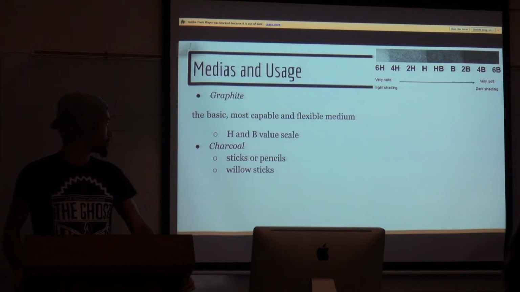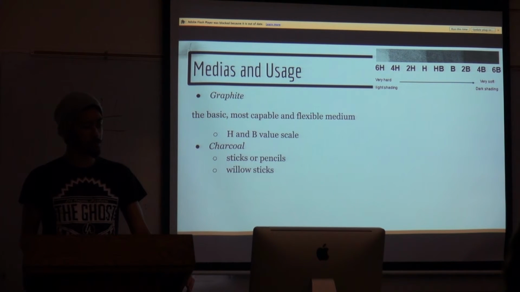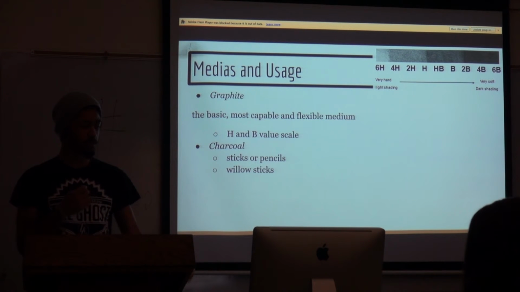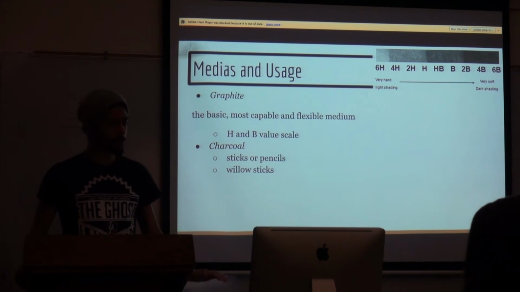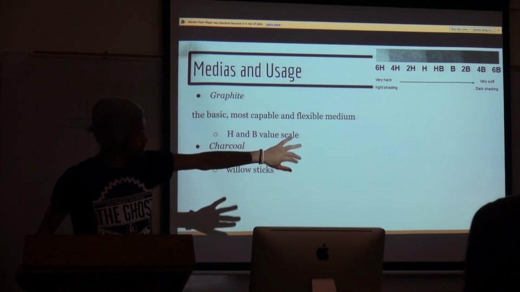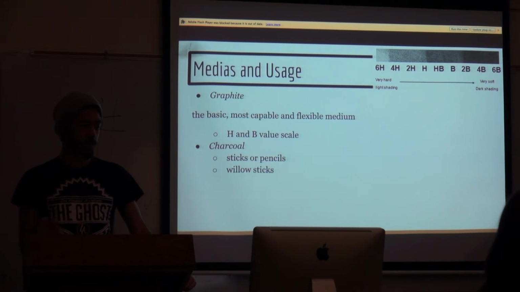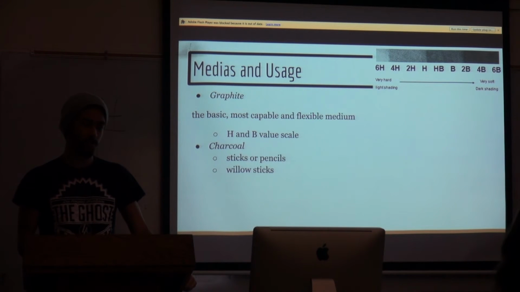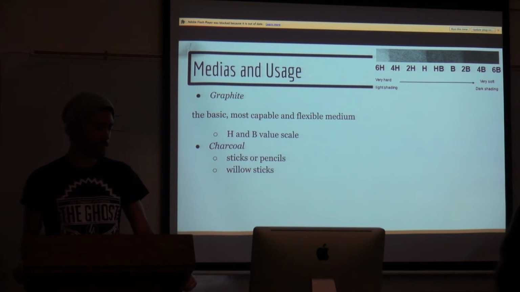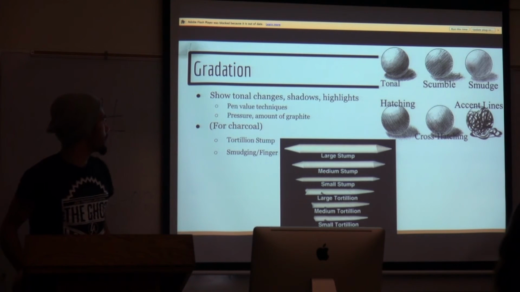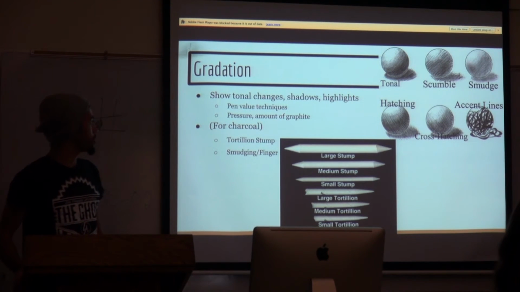And with charcoal you also have charcoal sticks or pencils, and you also have willow sticks, which is basically the remainder of the charcoal all compressed down into another stick that can get about the same color as the 6B, maybe even possibly an 8B. It's a very dark black, but it allows you to give it a whole lot of tone and value much easier, because it's almost like a powder stick. And within that is gradation, the tonal changes.